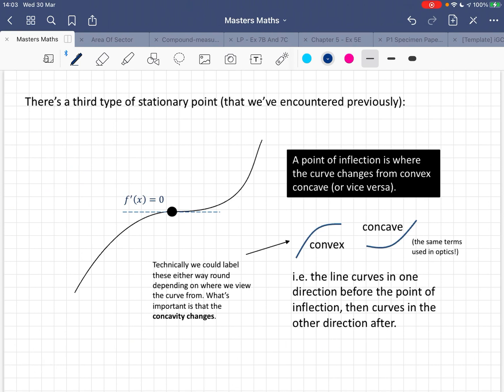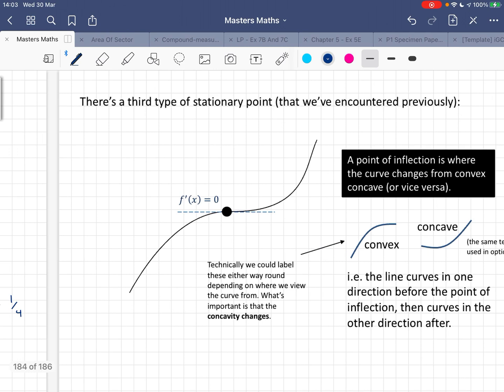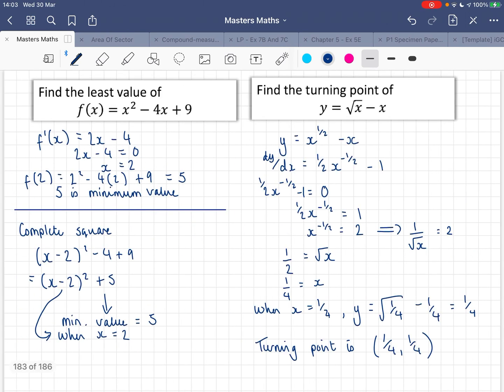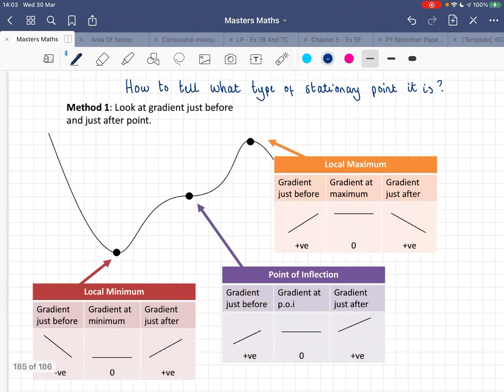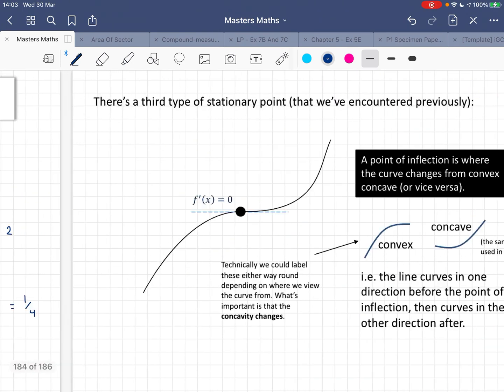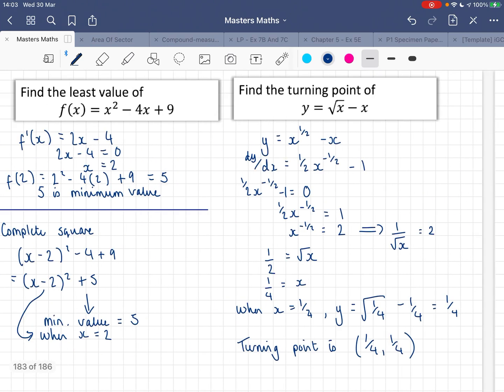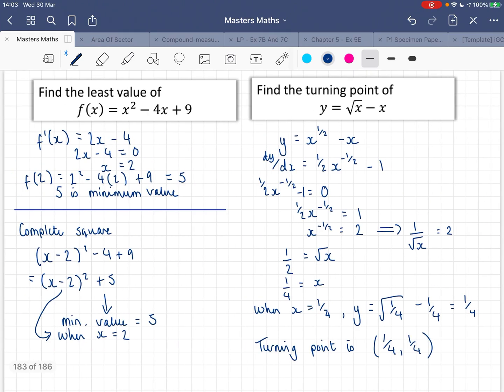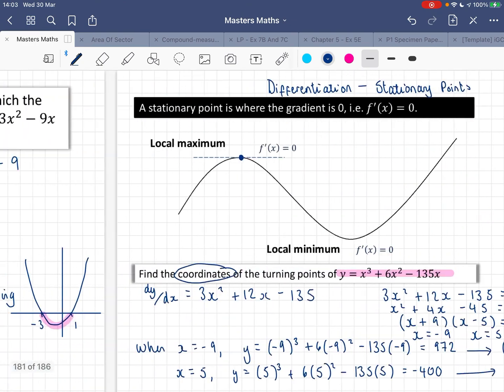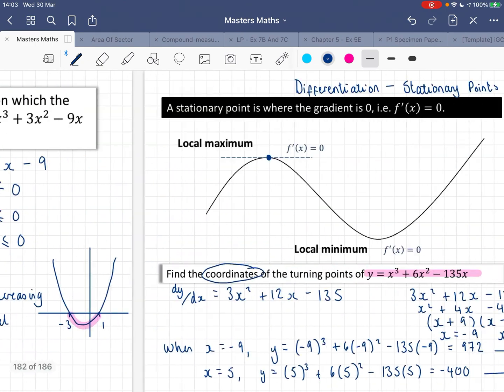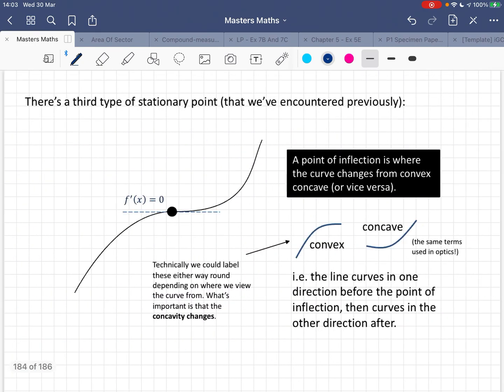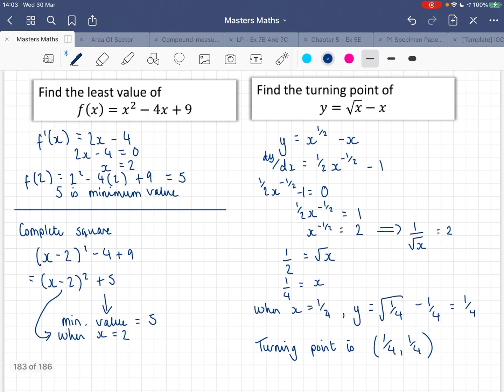There's a third type of stationary point. I'm tempted to maybe stop this here and put it into a second video, because this is going to be really long and it'll just make it difficult to upload. Yeah, I'm going to do this separately. So I'll do points of inflection separately. So this video is just increase and decrease in functions and stationary points, turning points, and we will do points of inflection in the next video.